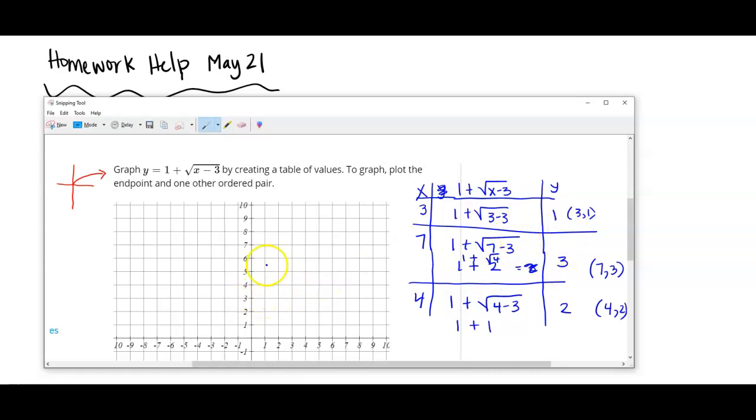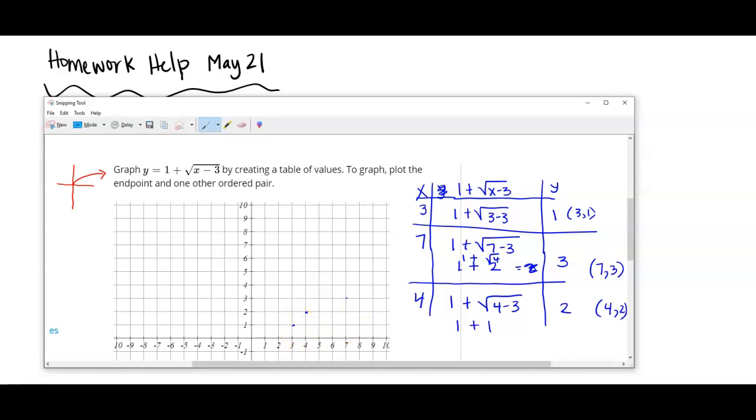All right, but if I plot these points on here, I have over 3 up 1, over 7 up 3. Whoops, what happened here? My blue pen went away. Okay, over 3 up 1, over 7 up 3, and then over 4 up 2.